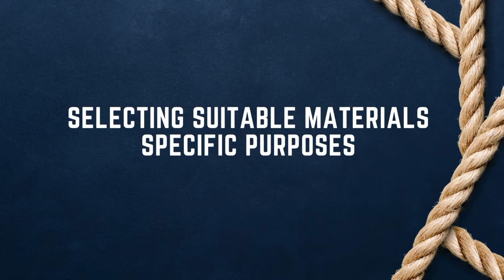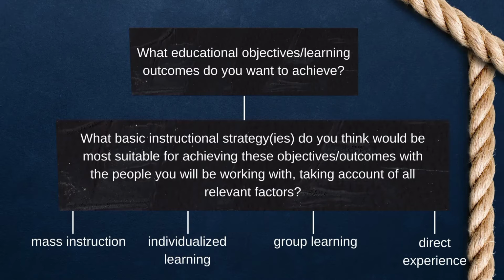On this part, we are now hopping on selecting suitable materials for specific purposes. Let's start. I have here a framework that explains this subtopic. First is, what educational objectives or learning outcomes do you want to achieve? It follows with, what basic instructional strategy or strategies do you think would be most suitable for achieving these objectives or outcomes with the people you will be working with, taking account of all relevant factors?